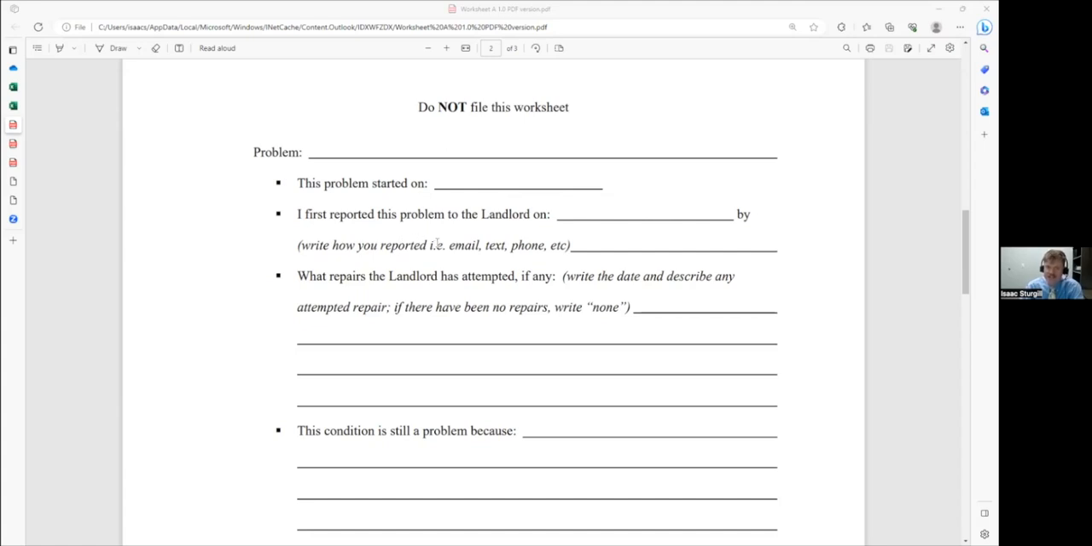And then you're going to write how you reported the problem. So, how did the tenant let the landlord know that these issues were going on? Was it an email, a text, a phone call, etc.? Again, it's best to have those in writing so that you have proof that you can show the judge.